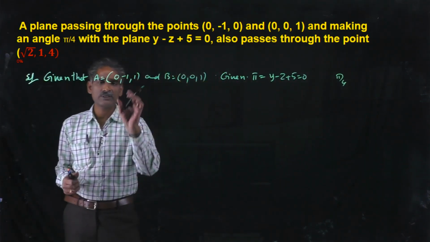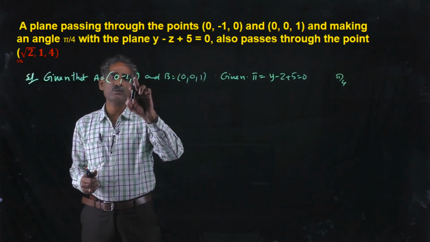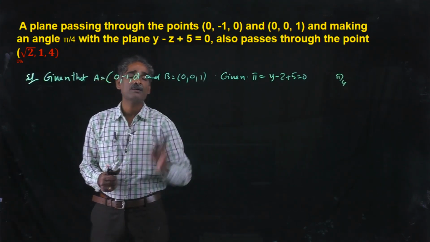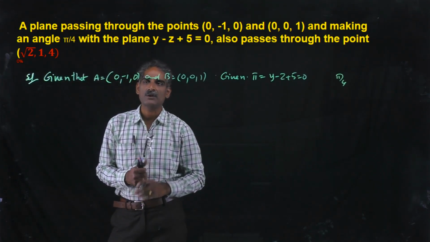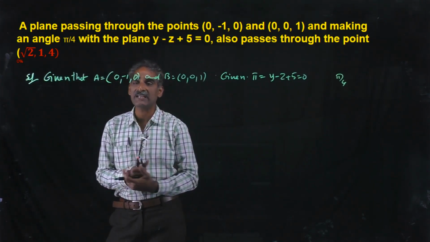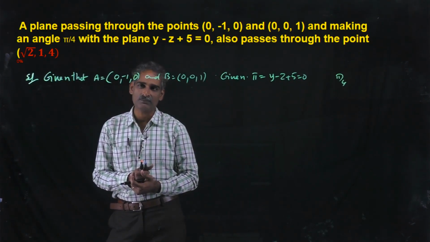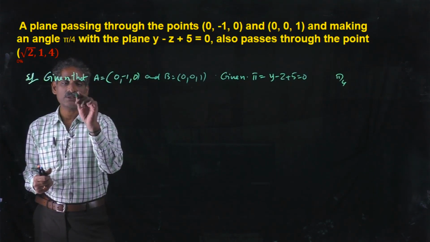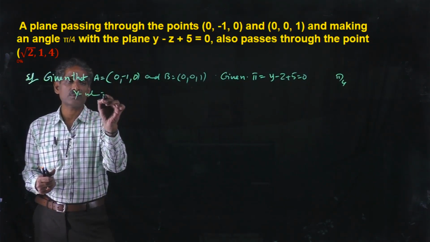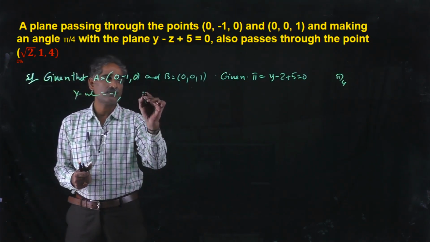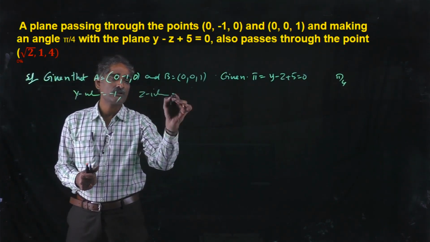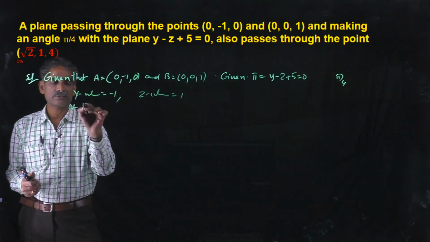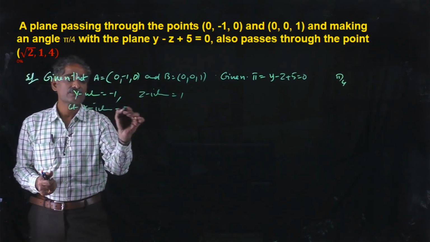So here observe that (0, -1, 0) lies on the negative y-axis, and this lies on the positive z-axis. Now with the help of these two, we can write an equation of the plane in intercept form. Here, from this point, the y-intercept is equal to -1 and the z-intercept is equal to +1. We don't know the x-intercept, so let us take the x-intercept to be some a.